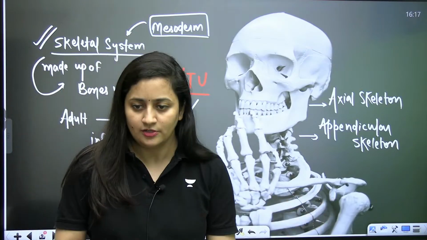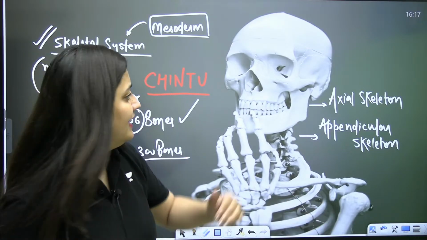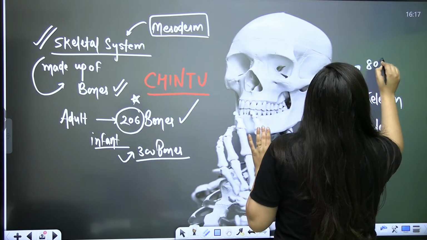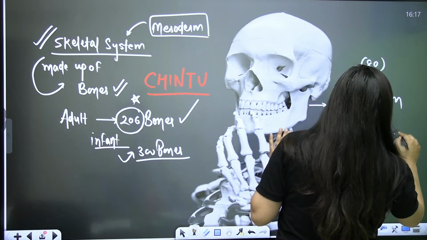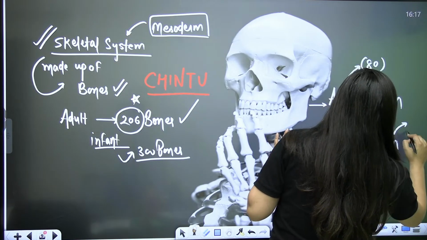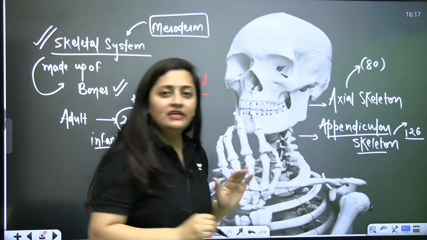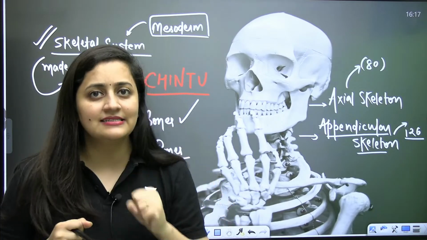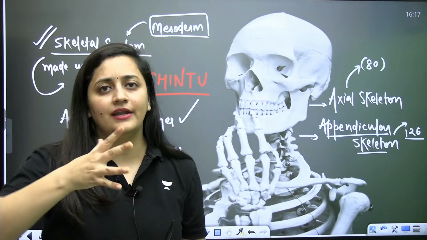Okay? So now come back to the topic. How are we dividing it? Axial and appendicular. The axial skeleton has a total of 80 bones, and the appendicular skeleton has a total of 126 bones. So now the question is, what is the axial skeleton, ma'am, and what is the appendicular skeleton?